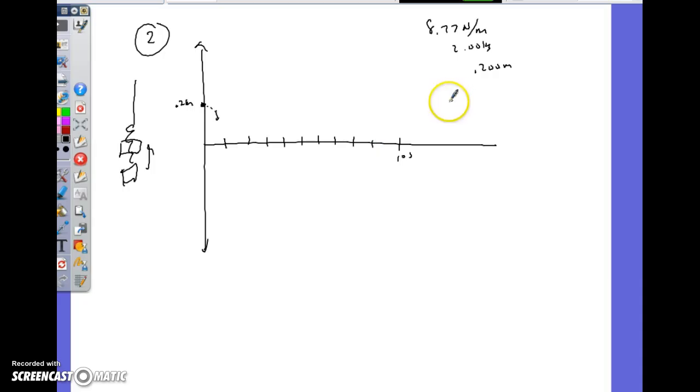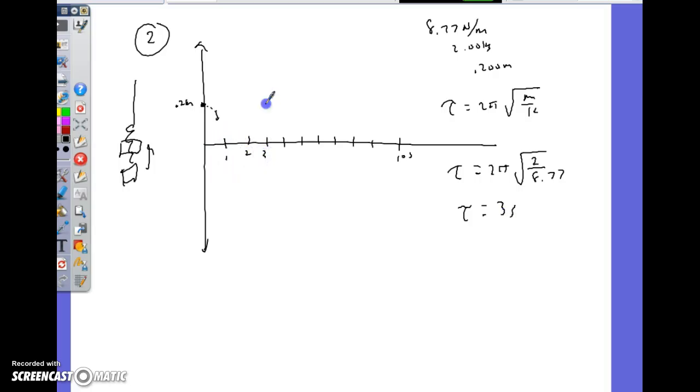All right, so the last thing I need is the period. Period equals 2 pi square root of m over k. That's a formula in their formula sheet for mass springs, periods. So I simply plug in 2 pi, a square root, mass was 2, spring constant was 8.77. Throw it in my calculator, I got 3 seconds. Which means that at 1, 2, 3 seconds, it should be right back up here at the end of 3 seconds, right?